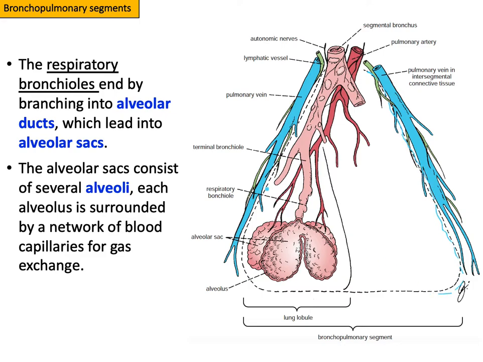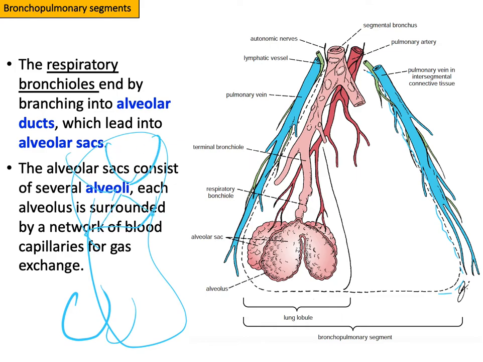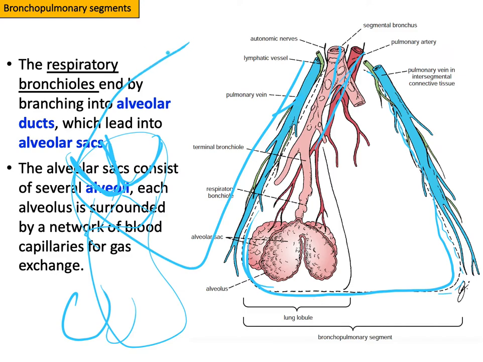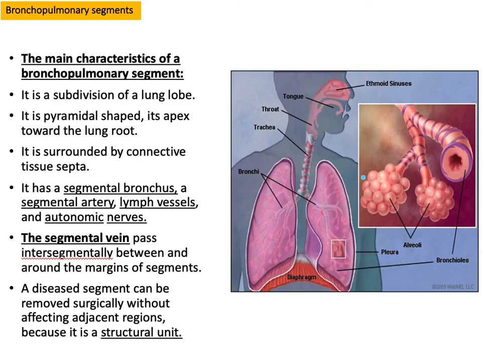This indicates that you have segments. For example, this is the lung, this is the lobe, and it has segments with a pyramidal shape. Each segment is separated from the others by connective tissue septa, and it has its own bronchioles, lymphatic vessels, nerves, and blood supply. The veins are located intersegmentally. That means the pulmonary veins, you see here, lie between segments. We call them intersegmental veins.